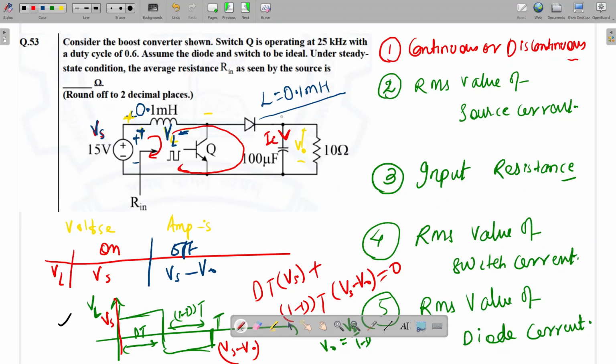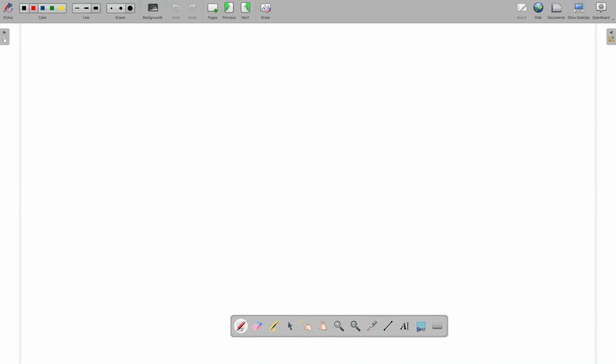IC. So during the on duration, what will be the value of IC? Anyone tell? This is I naught. When the switch is conducting, this diode will be off, so IC will be negative of I naught. The switch will be on, the diode will be off, but this load current needs some path. The load current is flowing here, I naught. So IC during the on duration is equal to minus I naught.